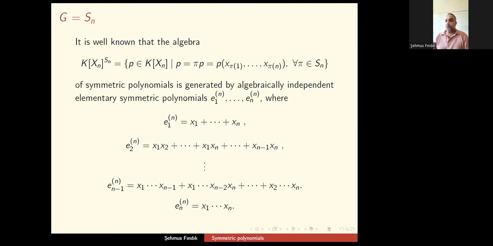Here E1 up to En are called the elementary symmetric polynomials, and they are algebraically independent. Of course there are more sets of generators. For example, f1 equal to x1 plus up to xn, and f2 equal to x1 squared plus up to xn squared, and so on up to fn. This is also a set of generators, but it is not algebraically independent.